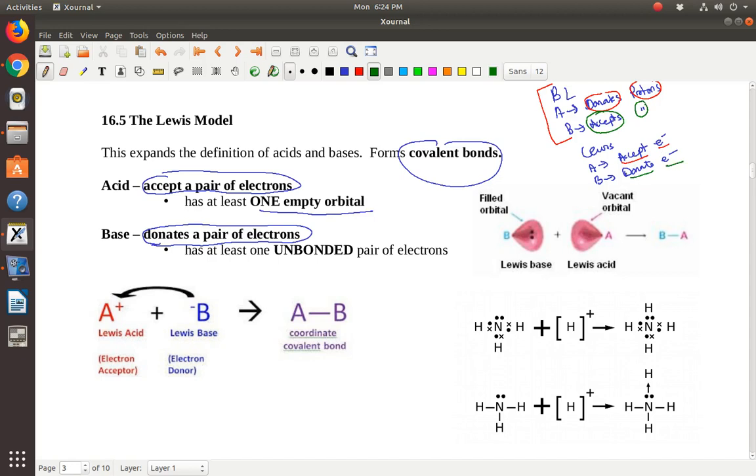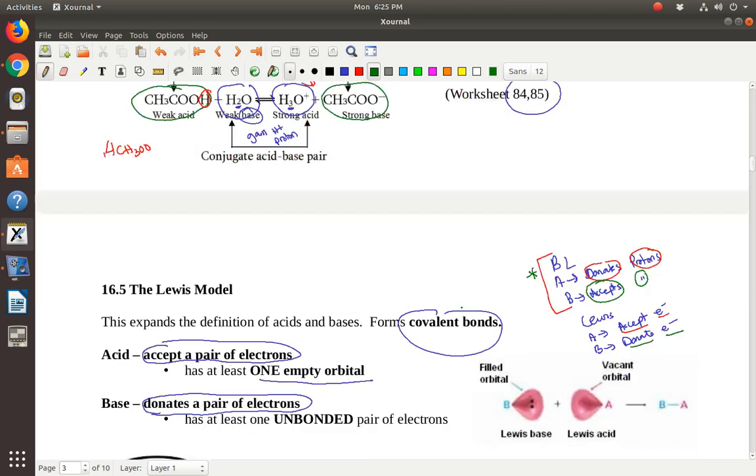So memorize one of them, and memorize the Bronsted-Lowry one, because that one's important. The acid is a proton donor. The base is a proton acceptor. I think I've said that 20 times now in this one video. So in a Lewis model, the acid accepts electrons instead of donating protons, and the base donates electrons instead of accepting protons. And then they form a covalent bond.